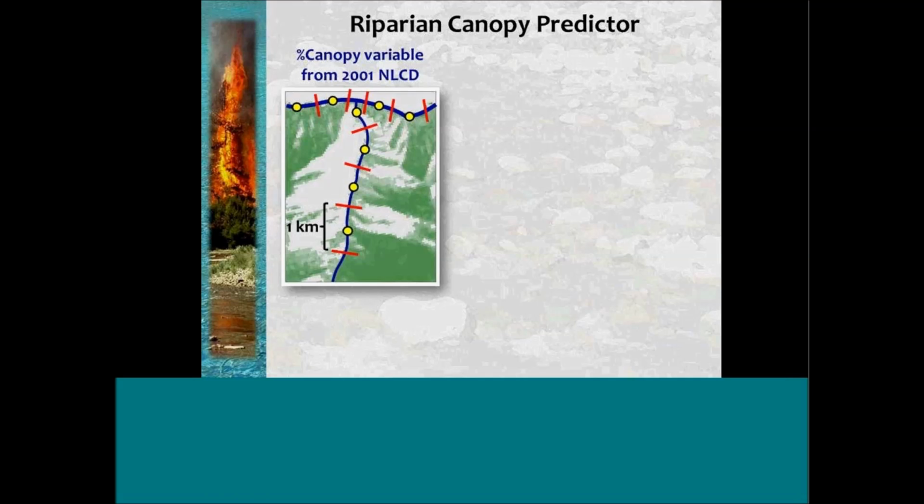And so far, at least, this does seem to work in the model the way we'd intended it to. It's always statistically significant, and it always has a negative effect on temperature. So the more canopy there is, the cooler the stream is at that particular place.